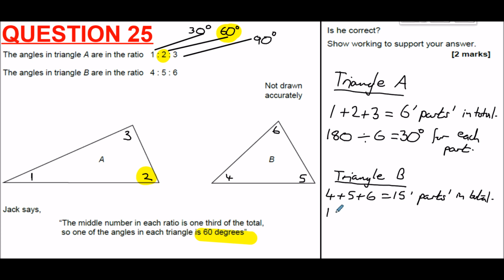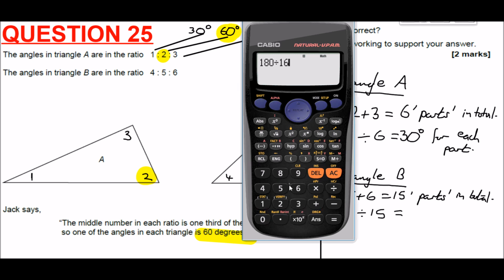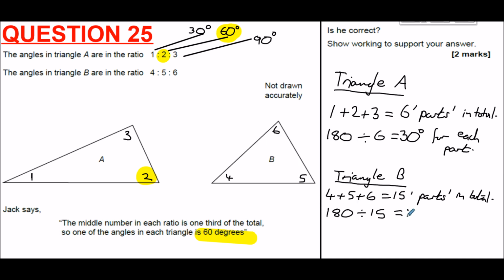The triangle has 180 degrees as ever, so the total of each part will be 180 divided by 15. That should be 12. But always use a calculator just to be sure. Not 16, 15, 12. So each part's 12 degrees. And so what we can work out here is what each number represents in terms of an angle value. So if each part's worth 12 degrees, then 4 times 12 would be 48 degrees. 5 times 12 would be 60. 6 times 12 would be 72 degrees. So yet again, in this triangle, there's also a 60-degree angle.